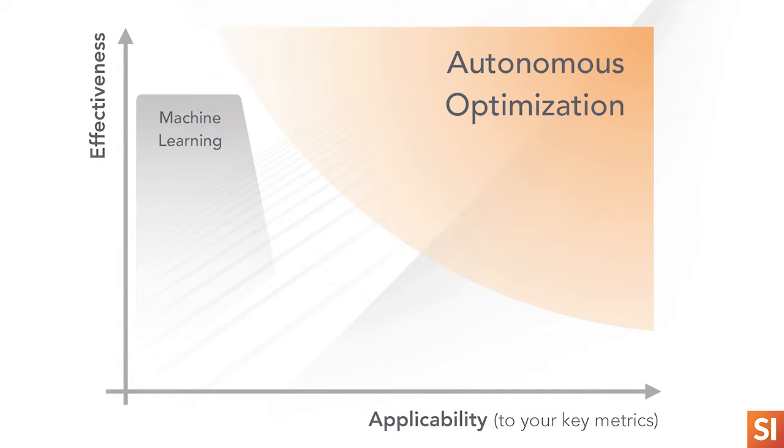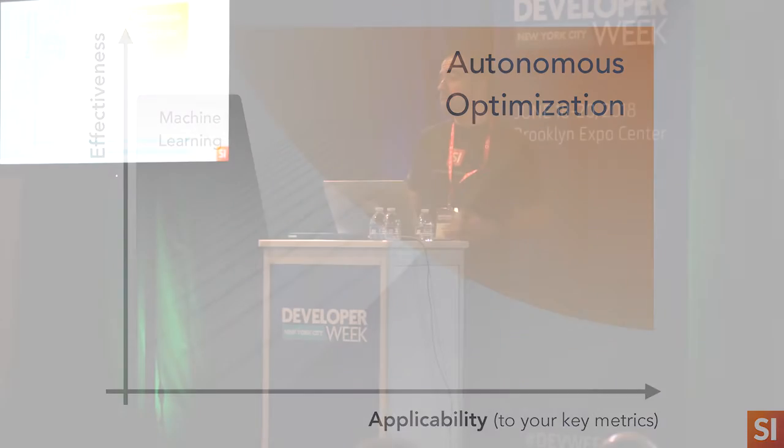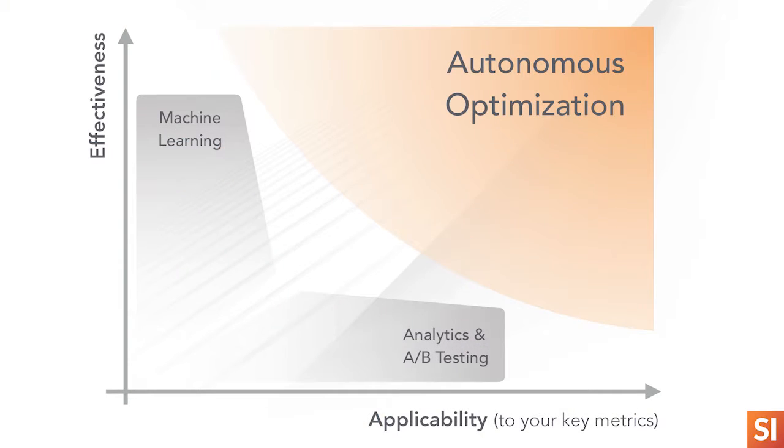Now, machine learning, or I should say custom machine learning or AI, would be on the left side of this. It can be very effective, but it would be very hard to apply to the metrics that you actually care about. You would generally apply custom machine learning to a small sub-problem that's hopefully relevant to what you care about, but not quite what you care about. And on the bottom, we have analytics and A/B testing, which are very easy to apply to the metrics that we care about, but are just not effective at improving them, is the problem. So autonomous optimization kind of delivers the best of both worlds.